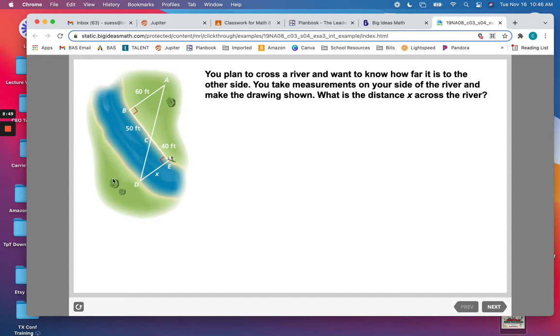So you plan to cross a river and want to know how far it is to the other side. You take measurements on your side of the river and make a drawing as you see here. So my side of the river, I'm right here. On this side of the river, I made a triangle, measured the 90 degrees, and then I am trying to find how far it is across. Do I have two angles I can say are congruent? Sure. B and E would be congruent, right? Because they're both 90 degrees.